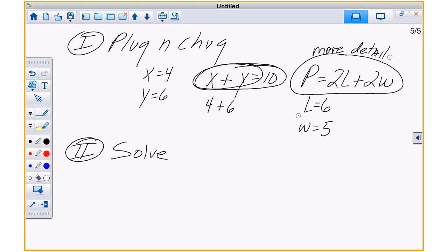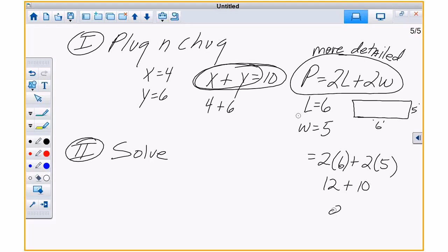A purpose. Okay? This is perimeter. Perimeter of a quadrilateral, meaning a square or a rectangle. And you take the length. If the length is 6 feet and the width is 5 feet, then you can actually figure the perimeter by adding up all the sides, or you can do 2L plus 2W, and you plug and chug. 2 times 6 plus 2 times 5. 12 plus 10 is 22. So it's 22 feet around this area.